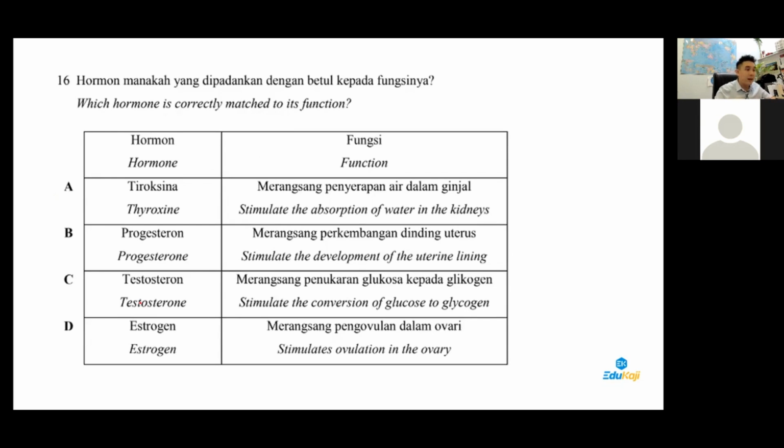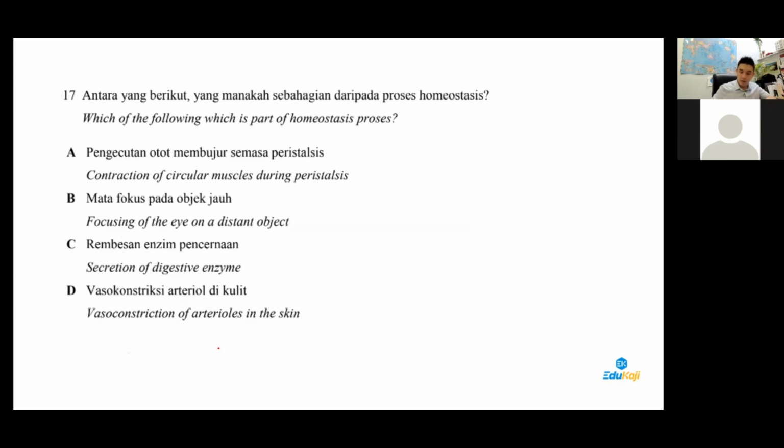Now, 16, guys, 16 is still chapter 12. You should get the answer boy. Okay, it thickens the uterine lining. This one is ADH. This one is insulin. Or the last one, ovulation is LH, luteinizing hormone. So 16 boy.